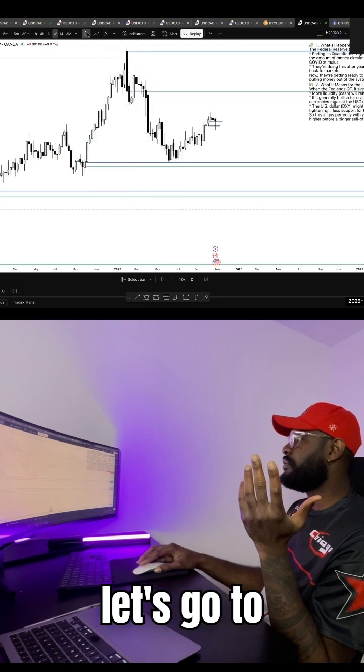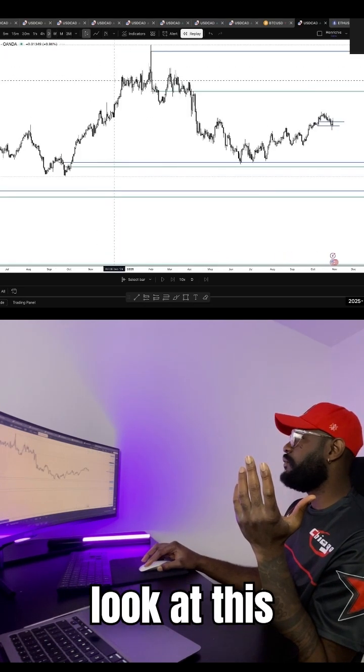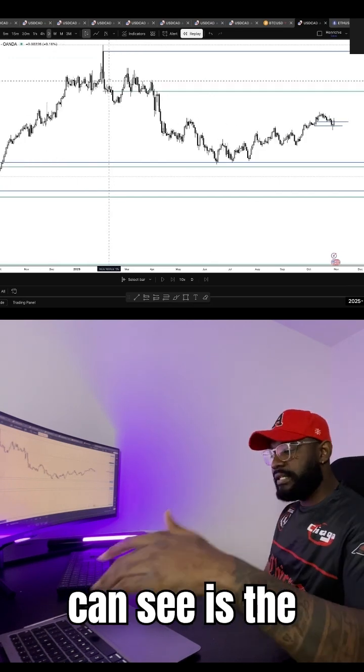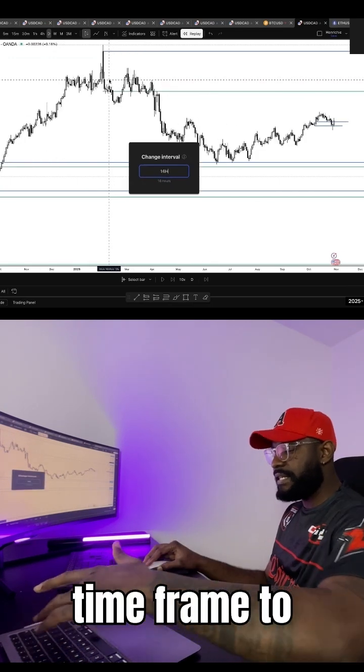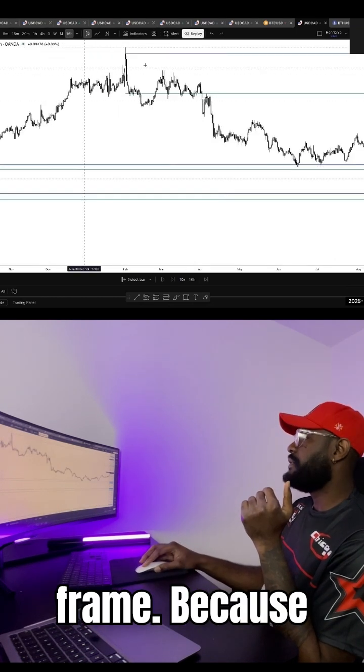So let's go to normal price action. Now, in this case, we go to daily. On the daily, we look at this. The only thing I can see is liquidity. I go to the 16-hour time frame to see if there's anything there. And on the 16-hour time frame, there's an inefficiency.